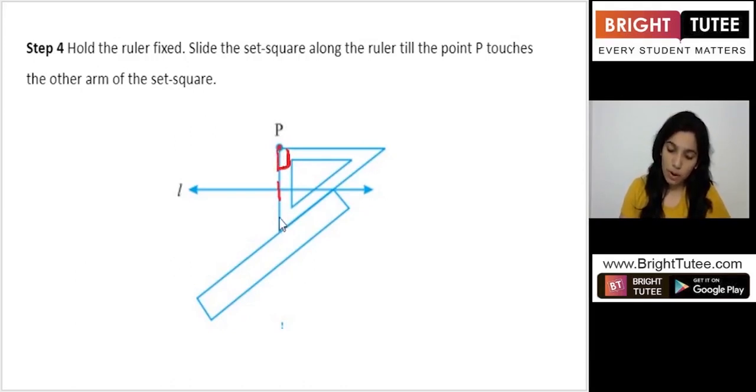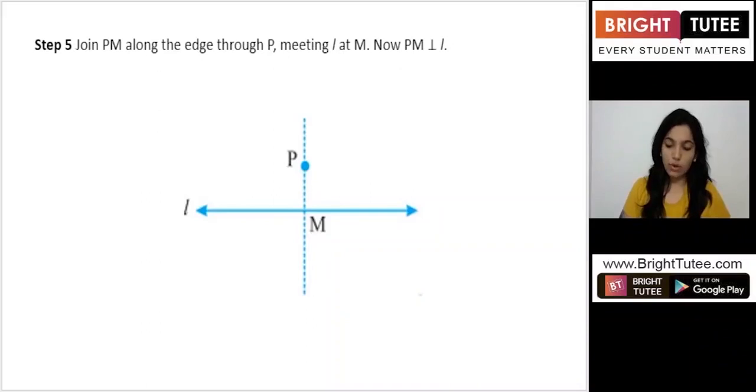You drop a perpendicular, so you just draw this line here. Okay, and this is the kind of line that you will observe. That is, here you see P, say M, it is where it is intersecting with the line L. So we have got PM perpendicular to the line L.